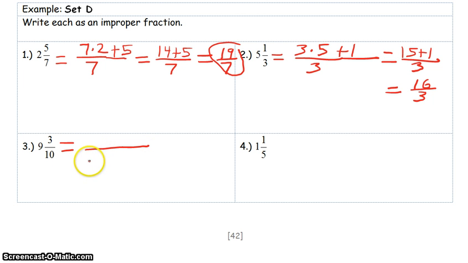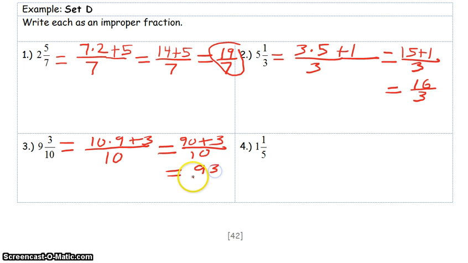Again, what do we know about our denominator? You're right, it stays the same. Our numerator, we take our denominator times the whole number plus the original numerator. 10 times 9 is 90 plus 3 all over 10. 90 plus 3 is 93 divided by 10. And that is our final answer.